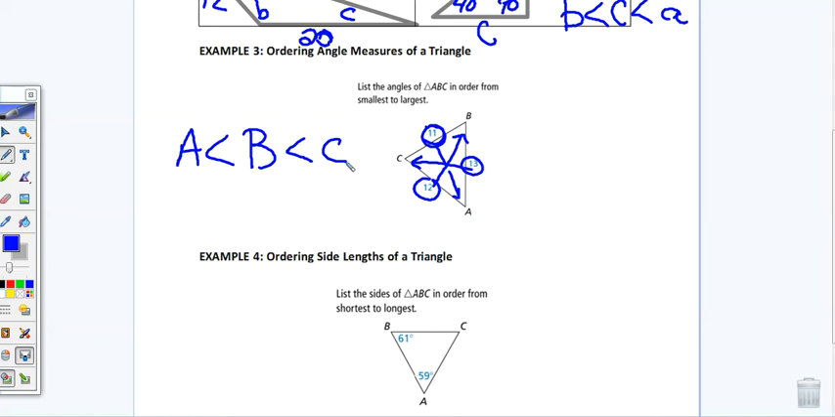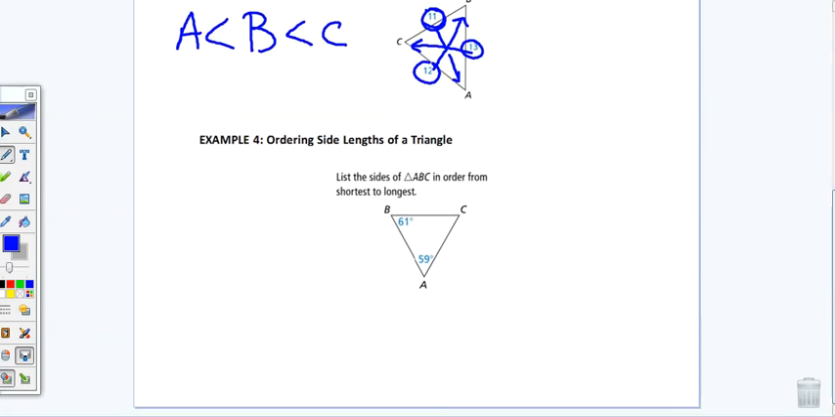Now don't lose sight of this, kids. How many total degrees are there in a triangle? What do the interiors add up to? 180. So could I figure out angle C if you know two angles? Yes. How many degrees is it? Okay, you guys on your own, go.